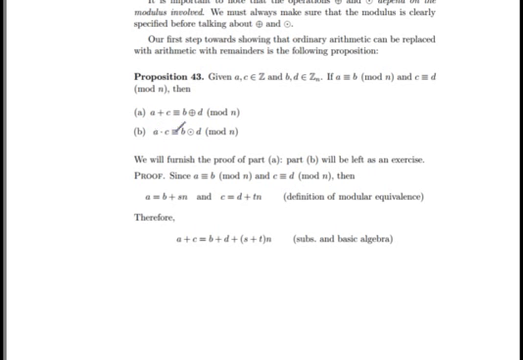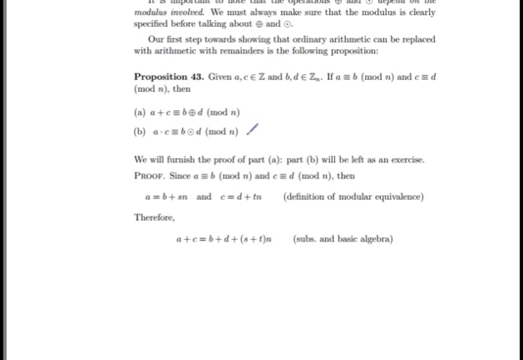Same thing with the times operation. Take any two integers, multiply them, and take the result mod n. That's the same thing as taking the remainder of a and the remainder of c, which are both in Zn, and using this modular multiplication to get the result. So we're really reducing all arithmetic operations to operations in Zn on numbers in Zn.